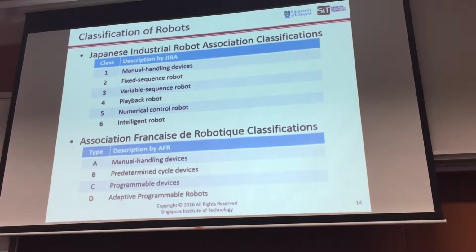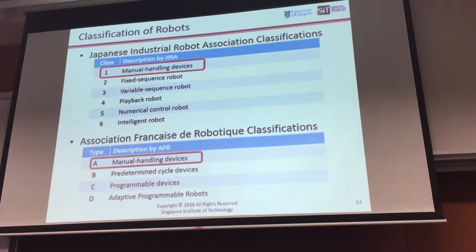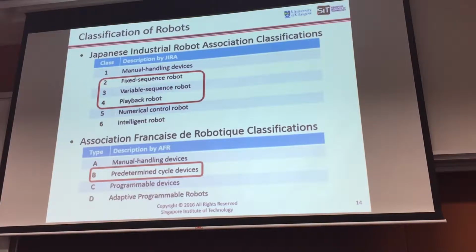You can realize they are more or less the same, just that they are termed differently. One calls it class, one calls it type, one has 6, one has 4. If you look at manual handling, they are about the same, like A and 1. Now, predetermined cycle devices. These are the fixed sequence, variable sequence, and playback. A playback robot is something like you pre-program the path, and you play back that path. You show the robot a path, and you just play the path.